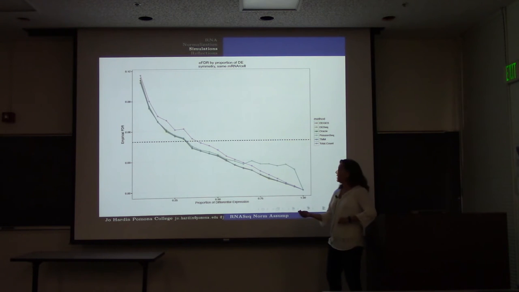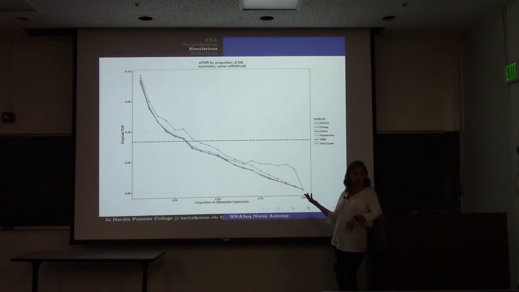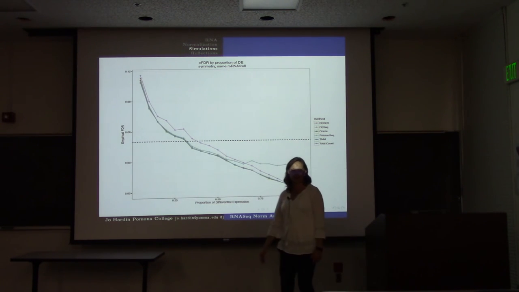For example, if we set DESeq to have a false discovery rate of 0.05, why is it at 0.12? That is because of the way the default DESeq2 method calculates a dispersion parameter. This is actually known in the literature. So anybody who's curious about DESeq2 having an inflated false discovery rate due to the dispersion parameter, I recommend you do some Google searching there.